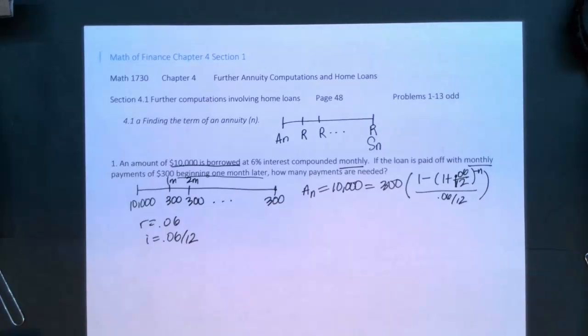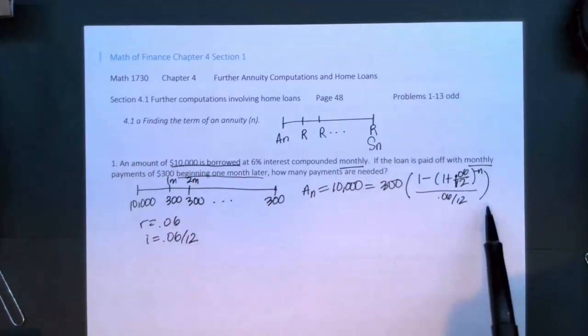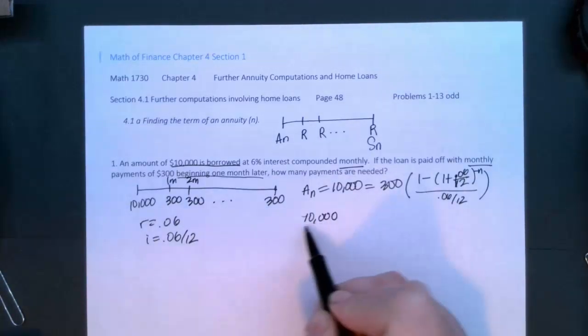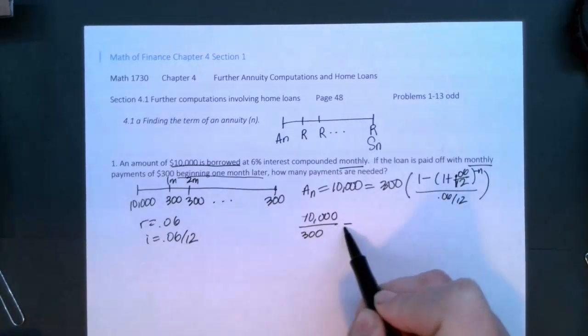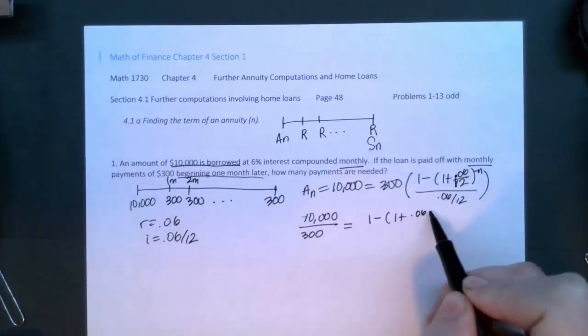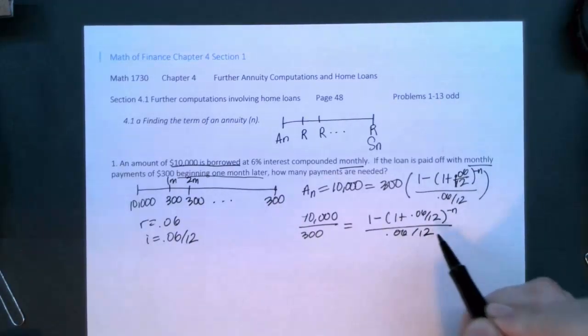Now we've done these types of problems before, but now we're doing them with the A sub n, S sub n problems. So because it's with the A sub n or S sub n problems, they look a little different, but the process is very similar to what we were dealing with in section 2.4. So first thing we do is we have to get this whole piece alone, so we divide by our 300. So we get 10,000 divided by 300. And that's going to be equal to our big fraction, 1 minus 1 plus 0.06 over 12 to the negative n all over 0.06 over 12.